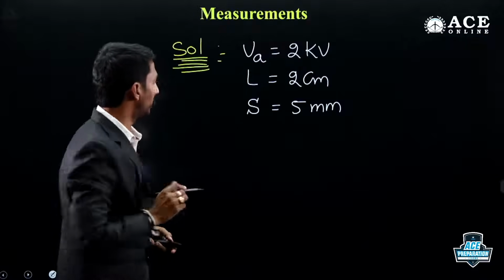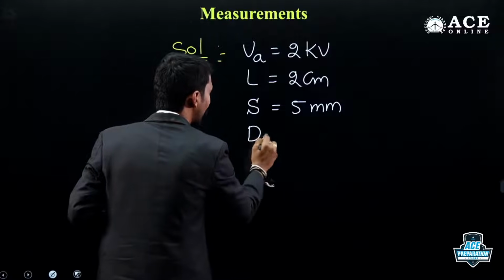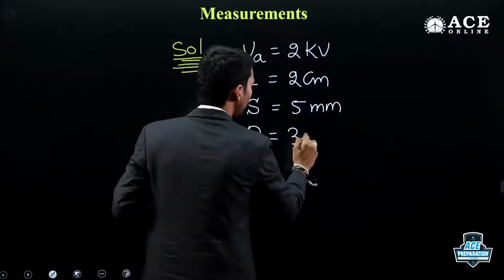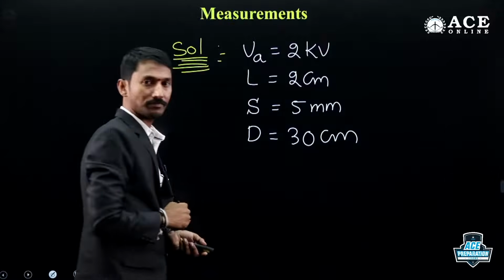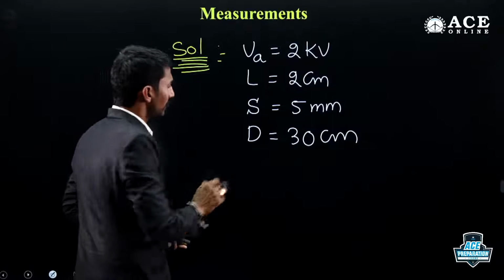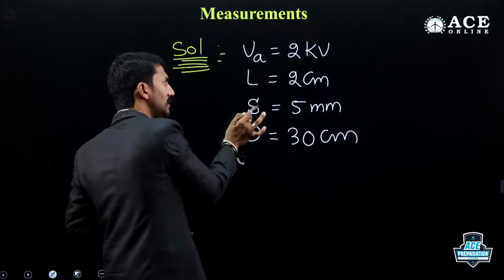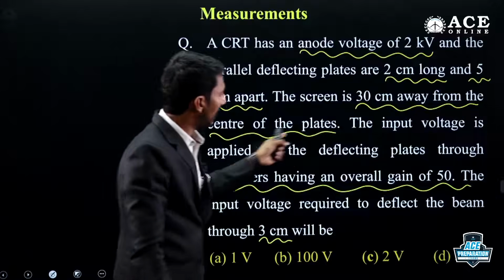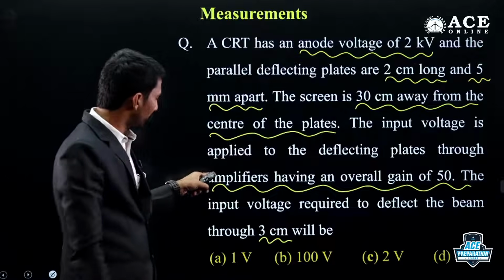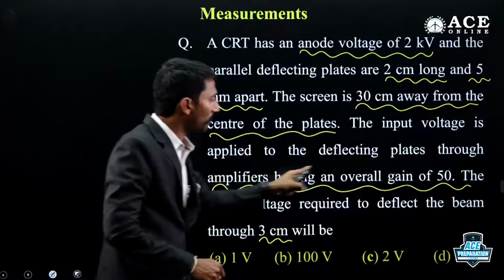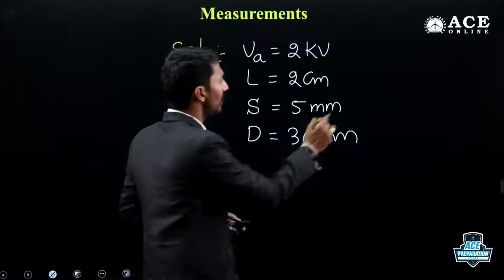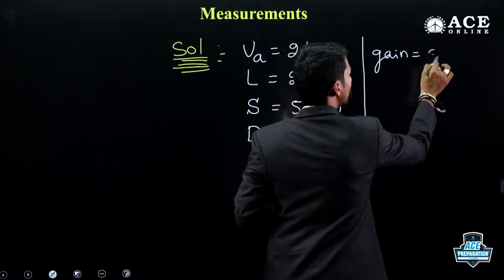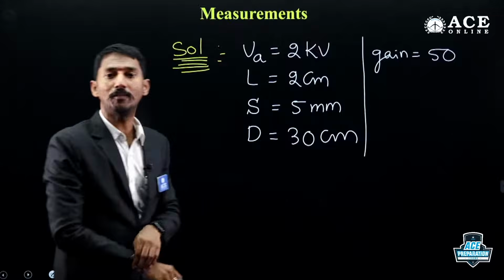Right. After that, the screen is 30 centimeter away from the center, means from the plate to screen 30 centimeter is there. I am keeping that as capital D, for example, 30 centimeter. Clear? After that, L is there, D is there, s is there, and VA is also given. But one more data is given that this entire system is operated with input given with an amplifier with a gain of 50. So therefore, let us write that also. Gain of amplifier is 50.